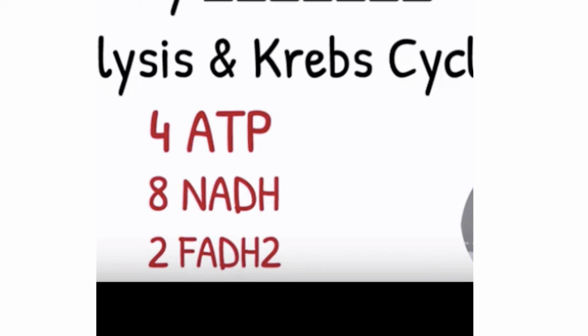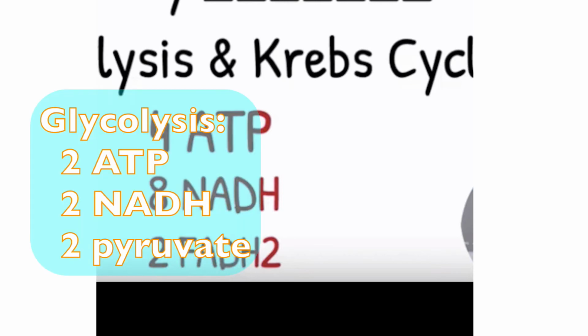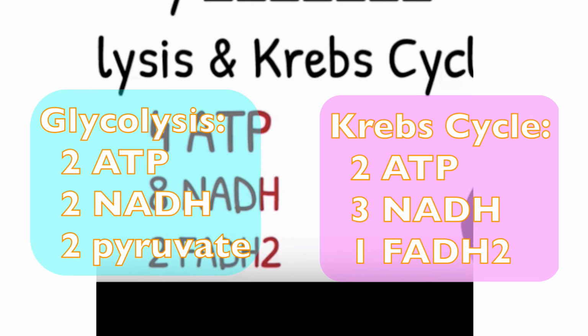Glycolysis happens in the presence or absence of oxygen, and it's always going to produce a net 2 ATP. It's going to produce 2 pyruvate molecules as well. Those 2 pyruvate molecules individually will enter the Krebs cycle. And after one cycle from one pyruvate, we get 3 NADH molecules and 1 FADH2 molecule and 2 ATP molecules.